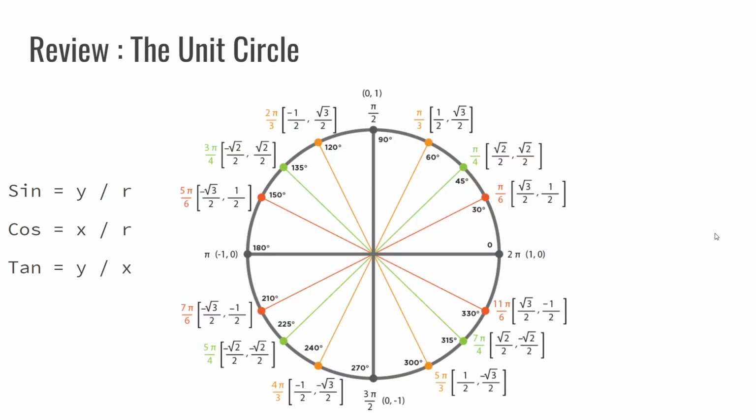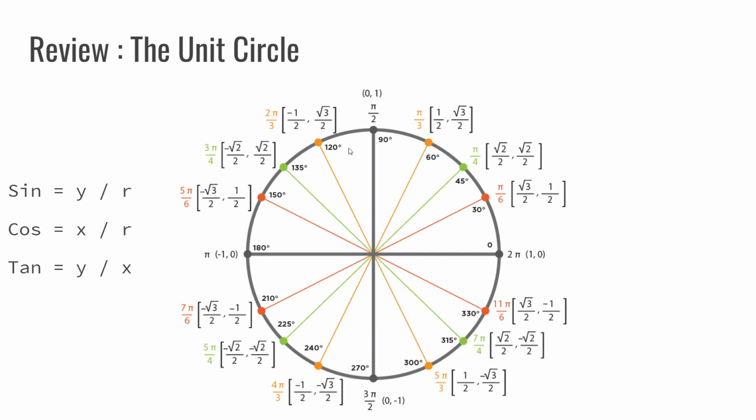So first off, a quick throwback to the unit circle. Hopefully, when you look at this, you're not overwhelmed. This should be something that you recognize. This is just our unit circle, right? Going from 0 to 90 to 180 to 270 back to 360 degrees.